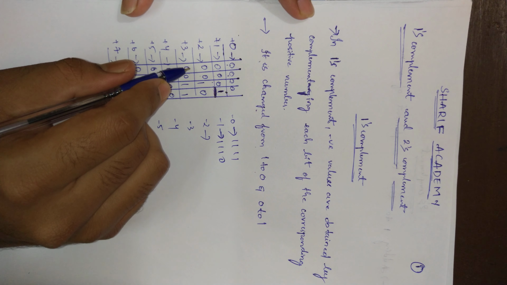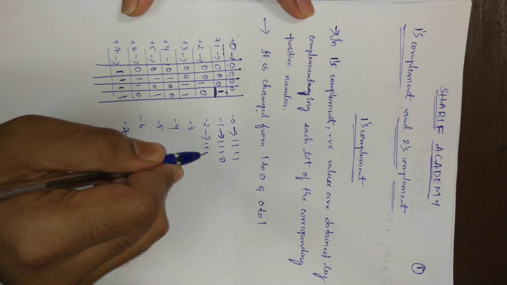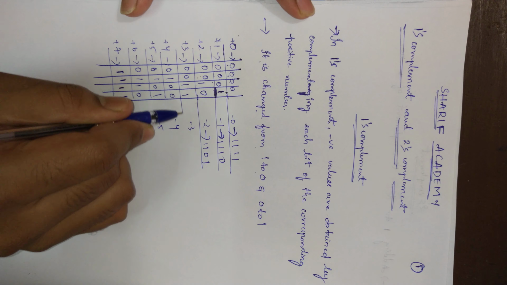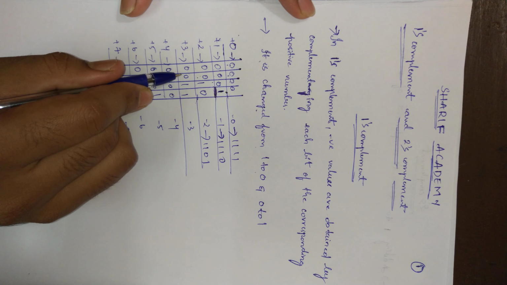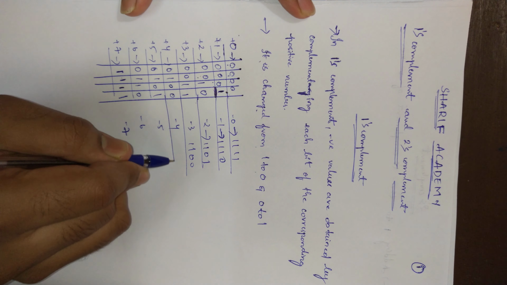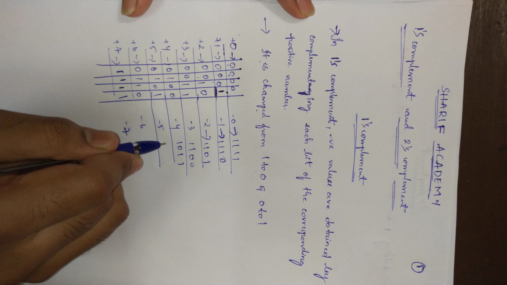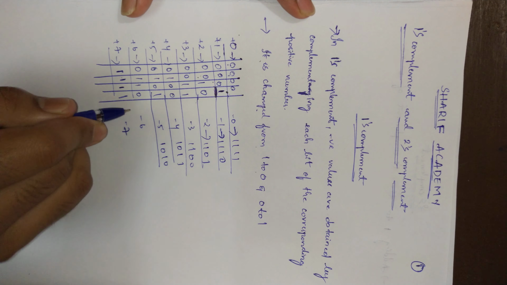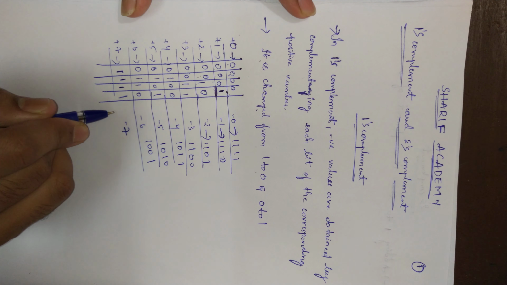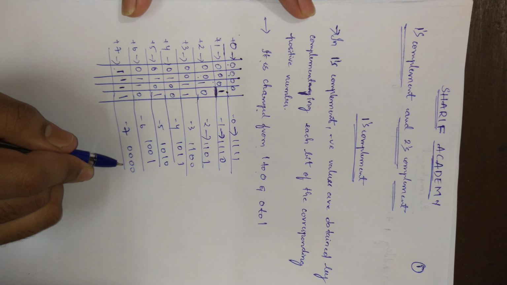Okay. And for minus 2, what are you going to do? 1 1 0 1. Are you understanding? For better clarity, I am drawing the lines. Here 0 0 1 1. That means you have to write 1 1 0 0 for minus 3. 1 0 1 1 for minus 4. 1 0 1 0 for minus 5. 1 0 0 1 for minus 6. 1 0 0 0 for minus 7. That means zeros are converted into ones, and ones into zeros.